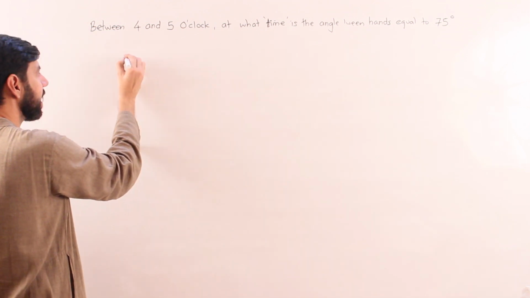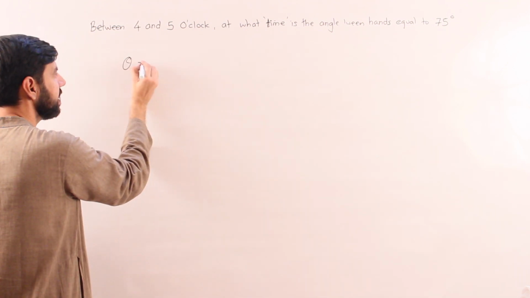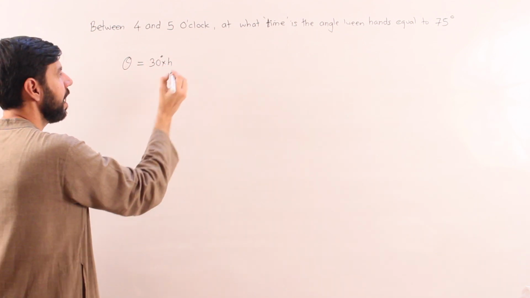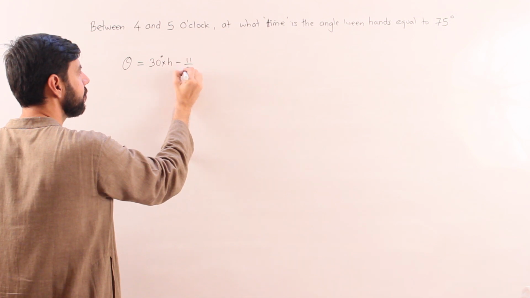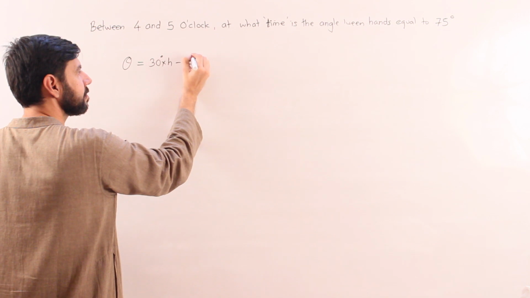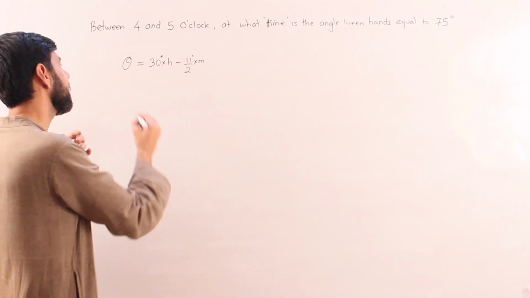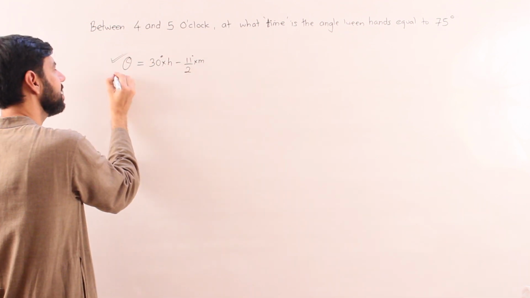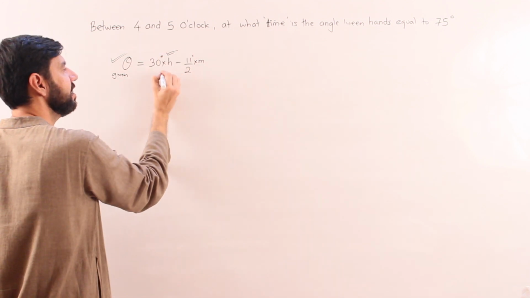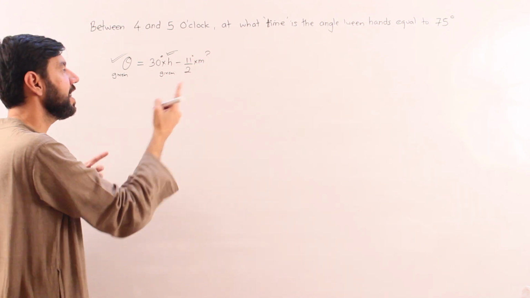We have to go back and remember how do we find the angle theta? The angle is found by 30 degrees into the number of hours minus 11 by 2 degrees into the number of minutes. So I just need to find the time. The angle is given to me. So this time the angle is given, the hour is specified, and I just want to find how many minutes.